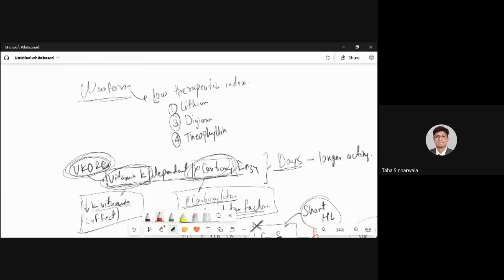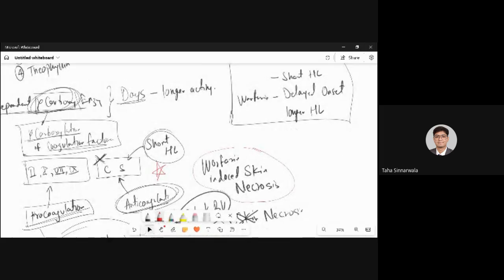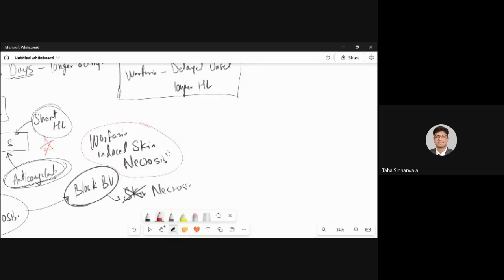Now that we've discussed all of these conditions, we also need to think about how we can prevent warfarin-induced skin necrosis. So what do you guys think?